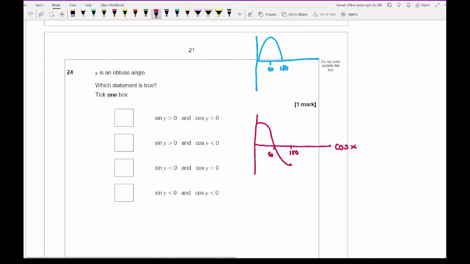Now, because y is an obtuse angle, it means that we're looking for between 90 and 180. As you can see here, in the sine graph, that should be y, not x, so I'll change that. Here y is greater than 0. And for the cos graph, y is less than 0. So the option we want is that sine theta is greater than 0 and cos theta is less than 0, so it's going to be our second option.